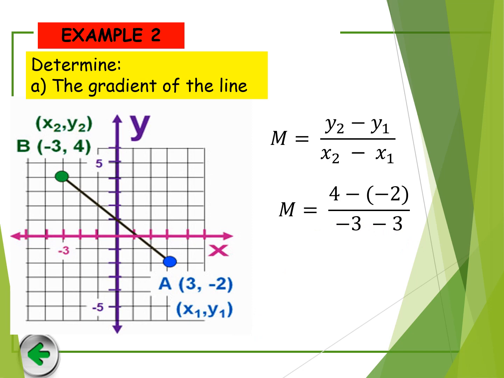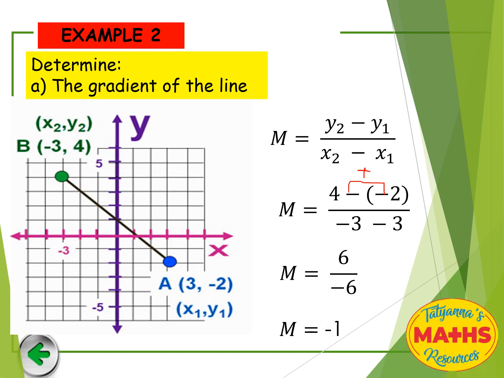We know that we have 2 negatives here. It's going to give us a positive. So 4 plus 2 is 6. And -3 minus 3, we add and keep the sign. So we're going to get -1. A positive divided by a negative, we're going to get a negative.